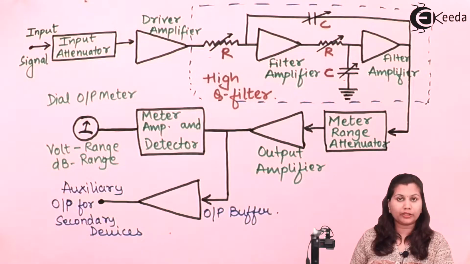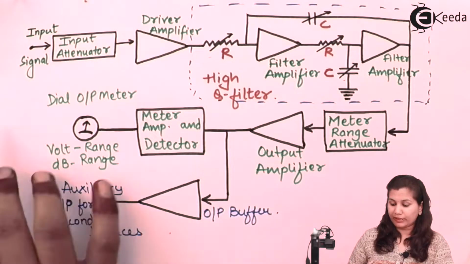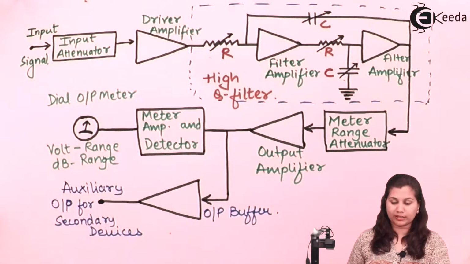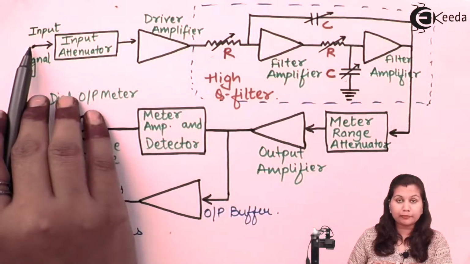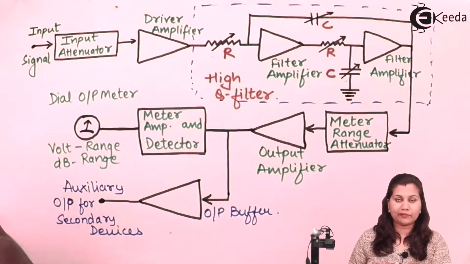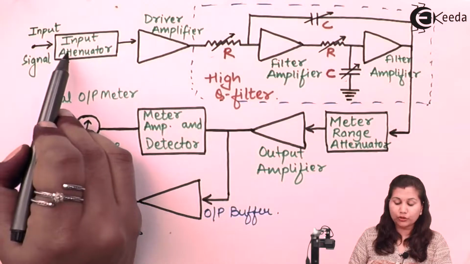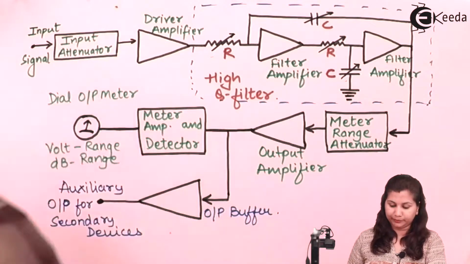Let us study the working of this wave analyzer with respect to this block diagram. First you can see that the input signal, which is a complex waveform, is given to the input attenuator.